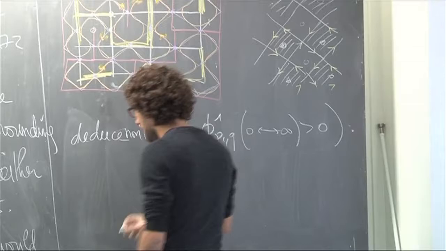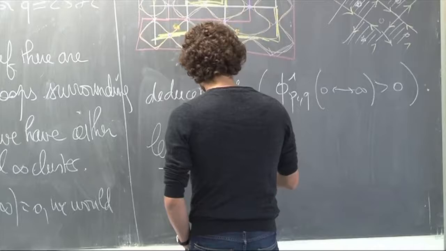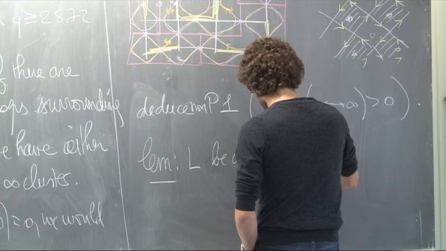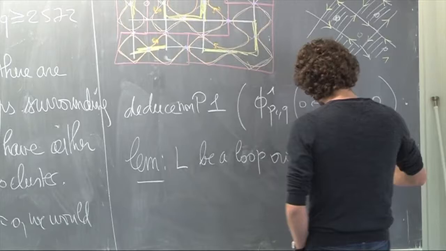Okay, so the lemma is going to be the following. I'm going to prove, so let L be an oriented loop, a loop oriented counterclockwise.